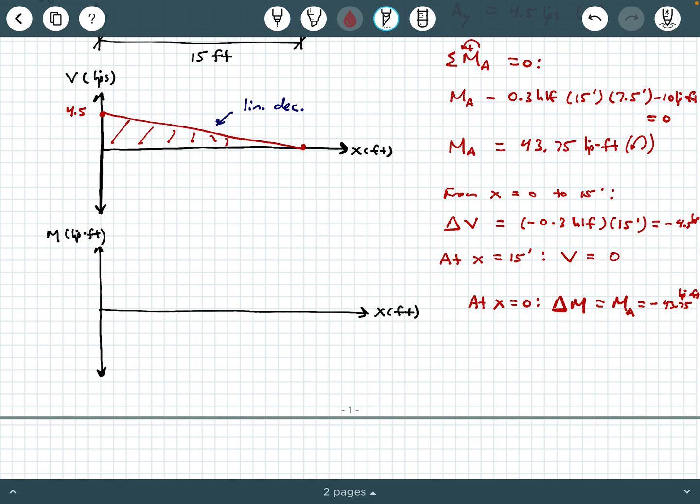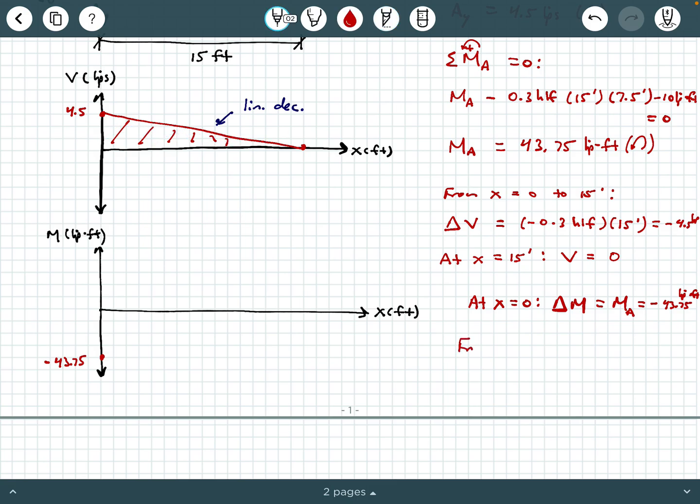So remember, anytime, when you're moving left to right, whenever you have a counterclockwise applied moment, or reaction moment, acting on the beam segment, that will cause an abrupt jump downwards in your moment diagram. Counterclockwise, abrupt jump downwards in the moment diagram. So that's negative 43.75.